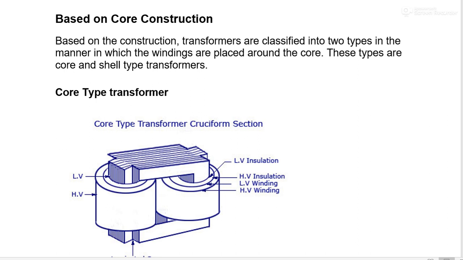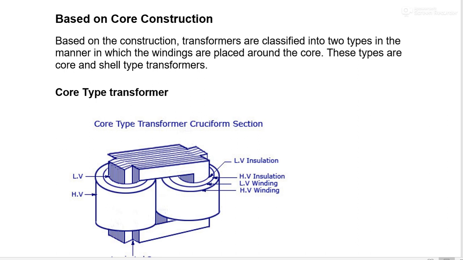Also we covered the classification of transformers based on their output, step up and step down. Now we are moving towards the classification of transformers based on core construction. Transformers are classified into two types based on the manner in which the windings are placed around the core. These types are core type and shell type transformer. We first see the core type transformer.